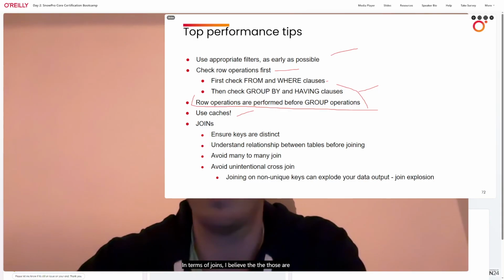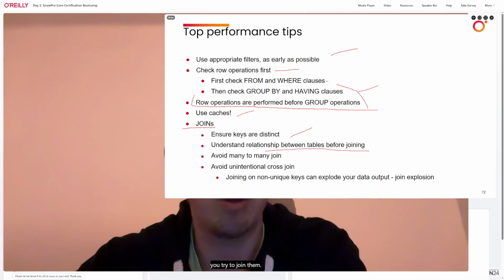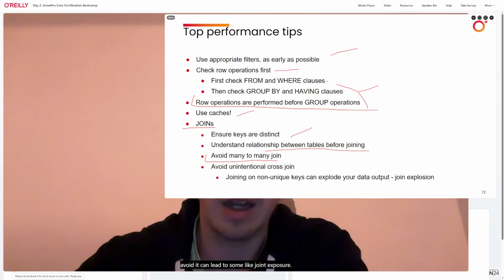In terms of joins, I believe those are the same recommendations you would see in other database systems. You should ensure that keys are distinct. You should understand the relationship between the tables before you try to join them. You should try to avoid many-to-many joins. Try to avoid unintentional cross joins, because they can lead to exploding joins.